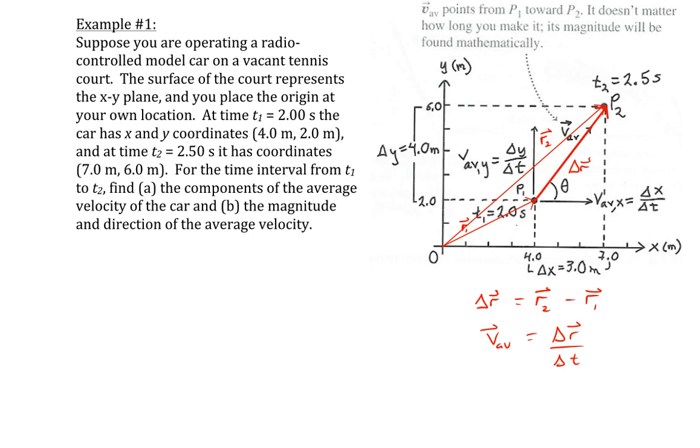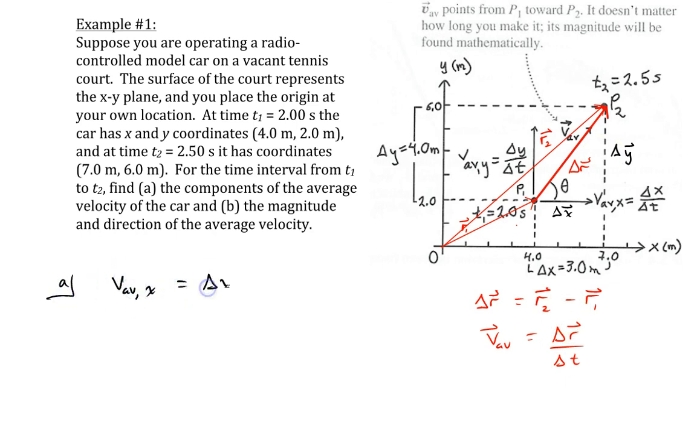Well, it turns out it follows that this change in position can be broken up into a delta x along the x-axis and a delta y along the y-axis. So this would be the horizontal displacement and the vertical displacement. And so therefore you could describe the average velocity in terms of two components.